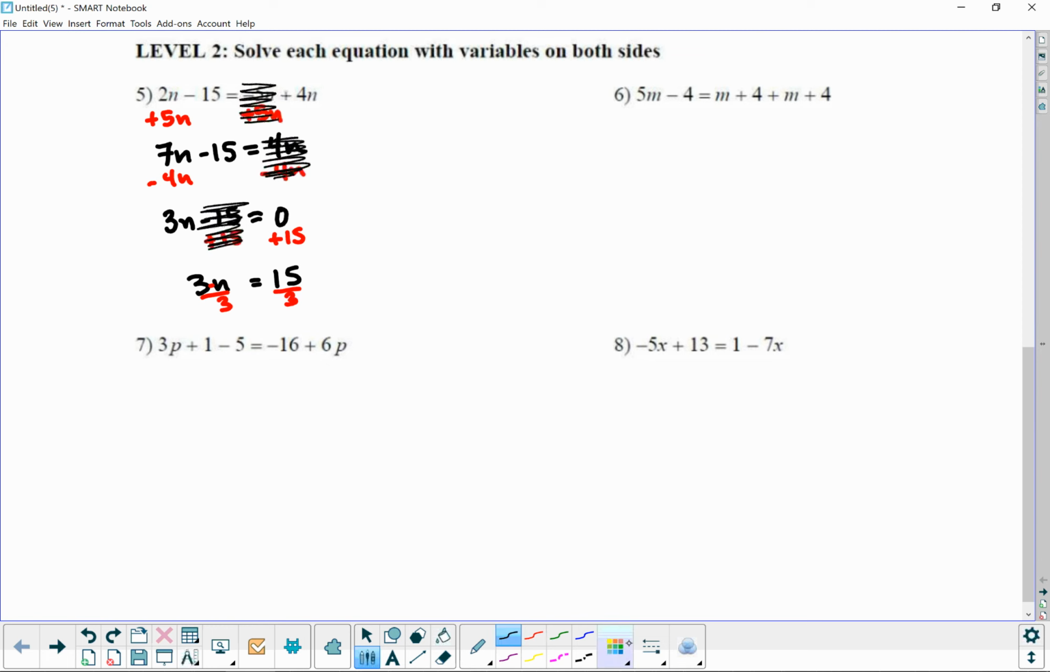So those 3s are going to cancel, and you get your final answer of n. I'll put it on the side. n equals 15 divided by 3, which gives you 5. So n equals 5.